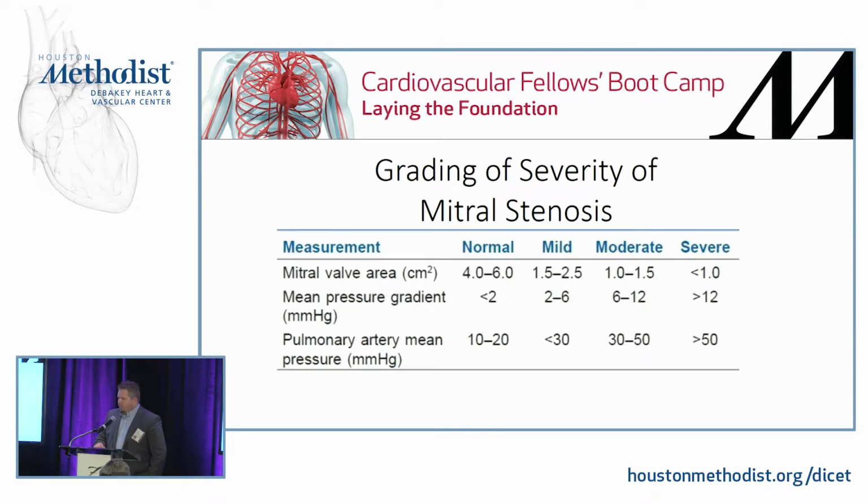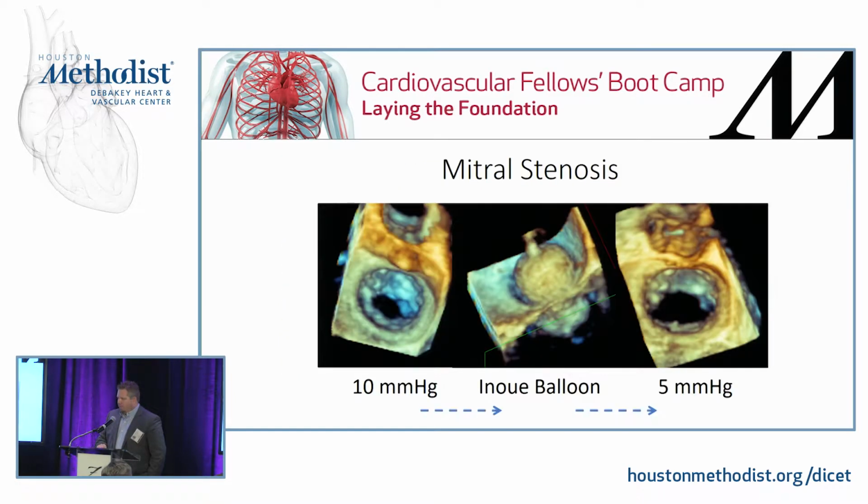And if the mitral valve area is less than 1 centimeter squared, it's considered severe mitral stenosis and should be treated. Mean pressure gradient's debatable, but somewhere around 10 to 12 range. Anything over that is considered severe stenosis. Anything less than that, moderate, 6 to 10, 6 to 12, and then below that's considered mild.